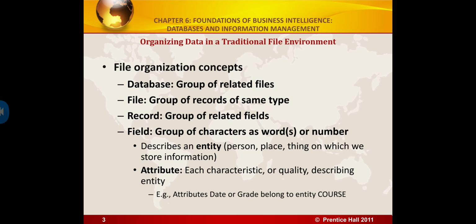A record describes an entity. So an entity is a person, place, thing, or event on which we store and maintain information. Each characteristic or quality describing a particular entity is called an attribute. So for example, student ID, course, date, and grade are attributes of the entity course. The specific values that these attributes can have are found in the fields of the record describing the entity, which is the course.